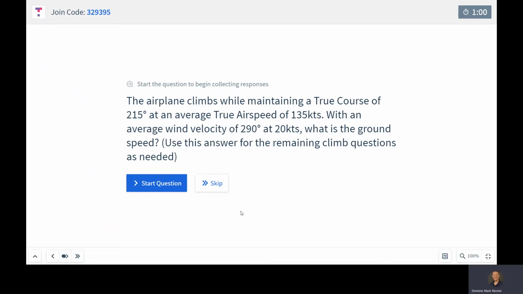Because we are looking for, well, I'm sorry, in this one we're going to look for ground speed. So true course of 215. Winds are 290 at 20. A true airspeed of 135 knots. What is the ground speed?